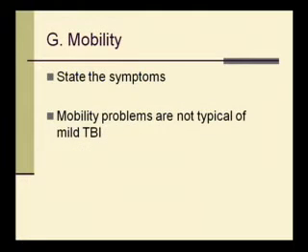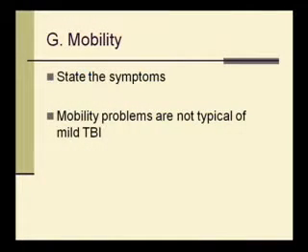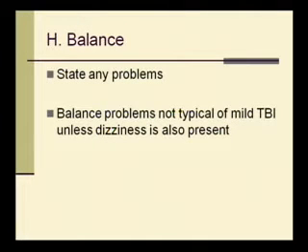G. Mobility. If the veteran complains of mobility problems, state the symptoms. Any problems with mobility, such as walking, standing, going up and down stairs? No, ma'am. Okay, you can run? Yes. Mobility problems are not typical of mild TBI. H. Balance. If the veteran complains of balance problems, state any problems. This is not typical of mild TBI unless dizziness is also present.